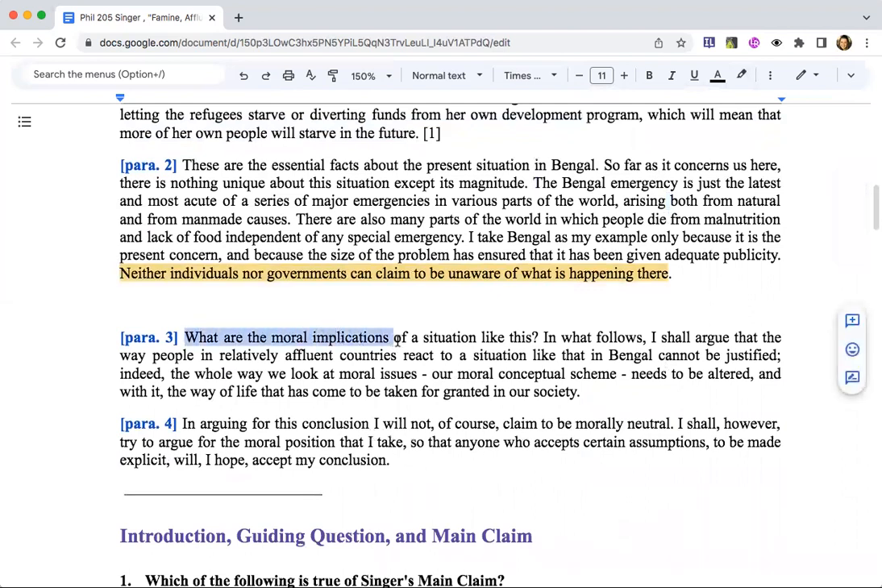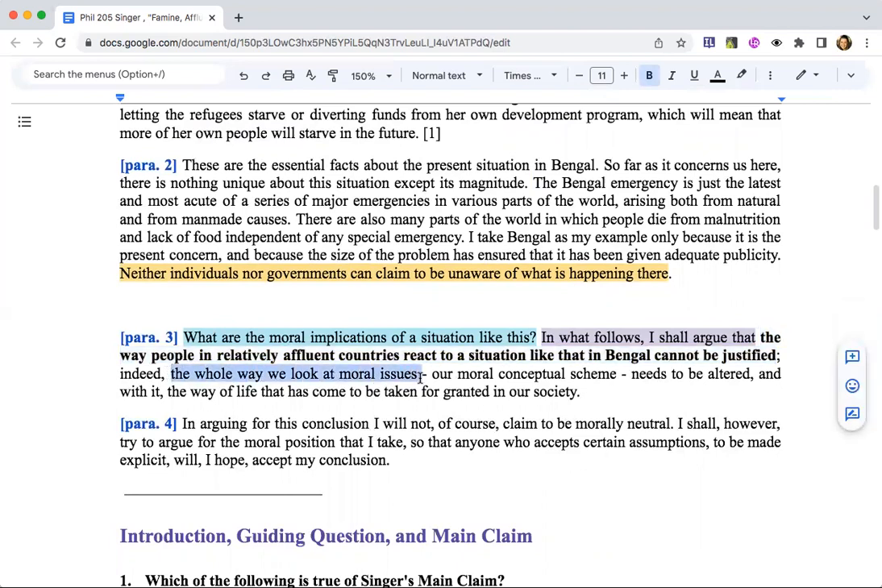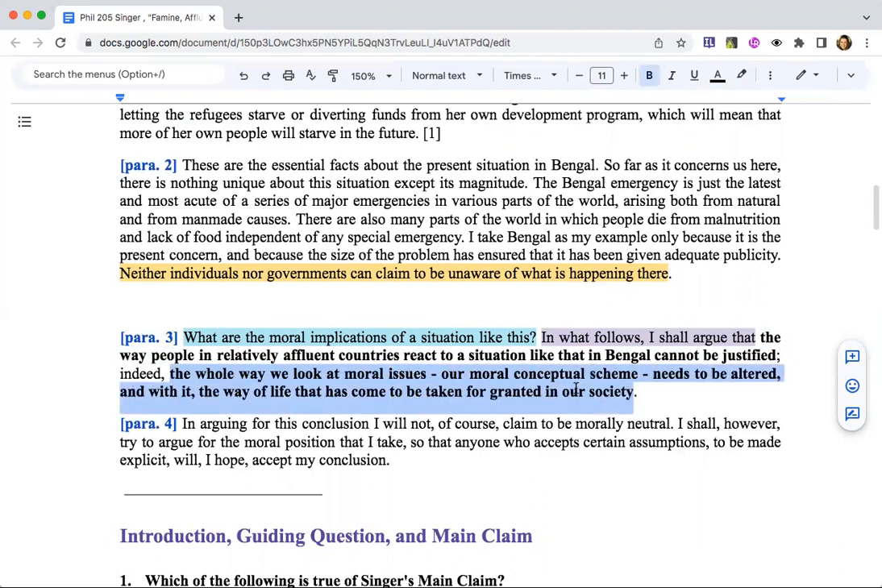What are the moral implications of a situation like this? In what follows, I shall argue that the way people in relatively affluent countries react to a situation like that in Bengal cannot be justified. Indeed, the whole way we look at moral issues, our moral conceptual scheme, needs to be altered, and with it, the way of life that has come to be taken for granted in our society.